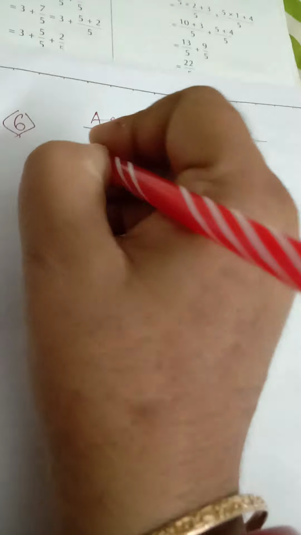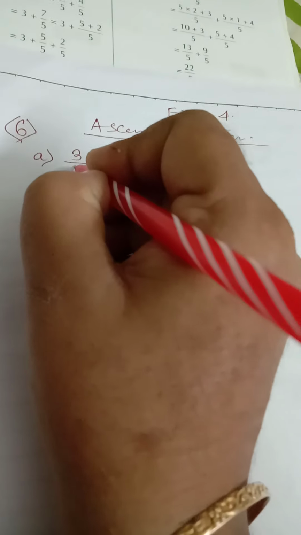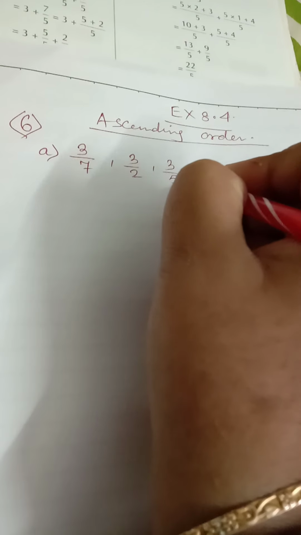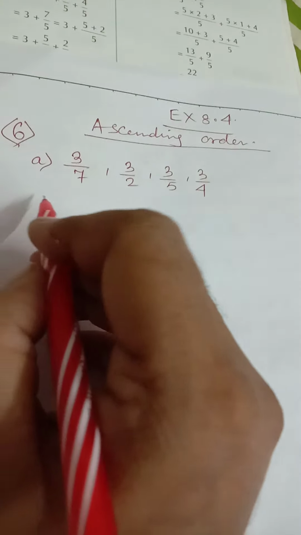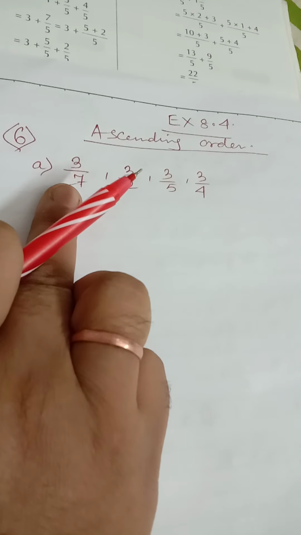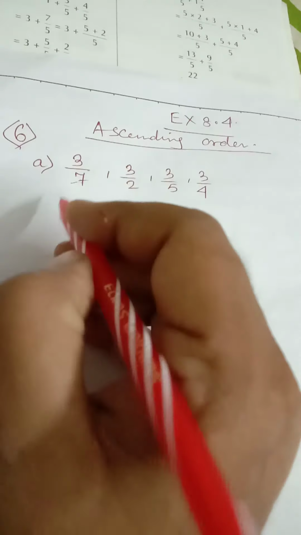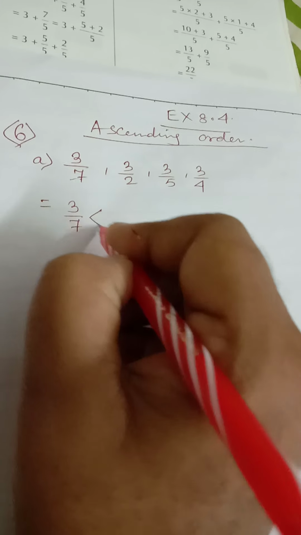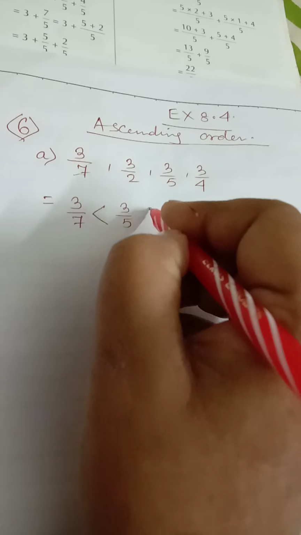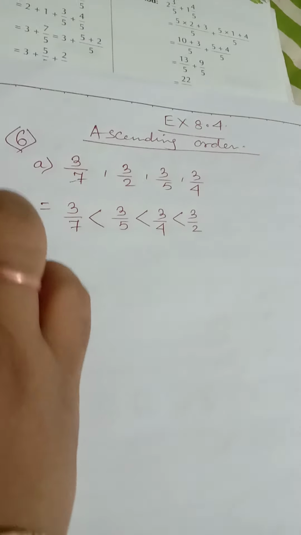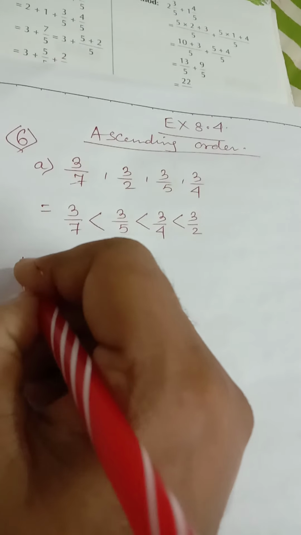We have studied this already. Now you have been given in number A 3 by 7, 3 by 2, 3 by 5 and 3 by 4. What will be the smallest fraction here? Though the numerators are the same, the bigger denominator will be the smaller fraction. So 3 by 7 is the smallest one. 3 by 7 is less than 3 by 5, is less than 3 by 4, is less than 3 by 2. Let us see question number B.